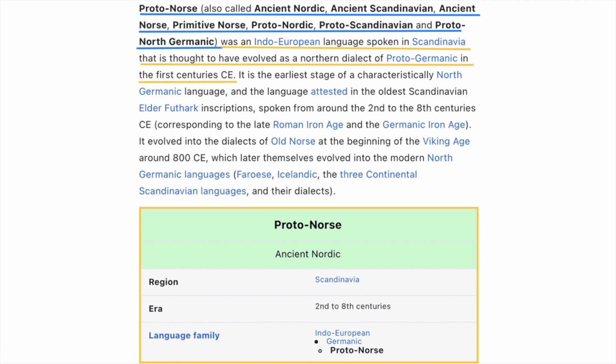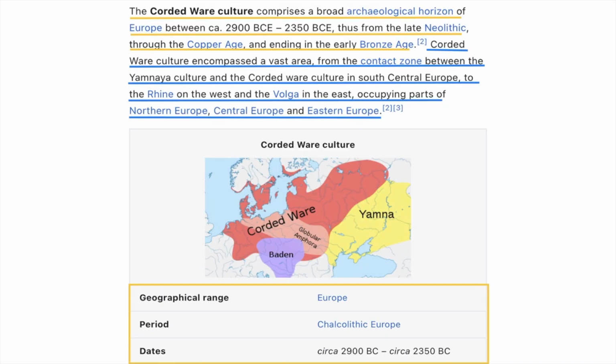You also have Proto-Nordic or Norse, also called Ancient Nordic, Ancient Scandinavian, Ancient Norse, Primitive Norse, Proto-Scandinavian, and Proto-North Germanic, was an Indo-European language spoken in Scandinavia that is thought to have evolved as a northern dialect of Proto-Germanic in the 1st centuries CE.